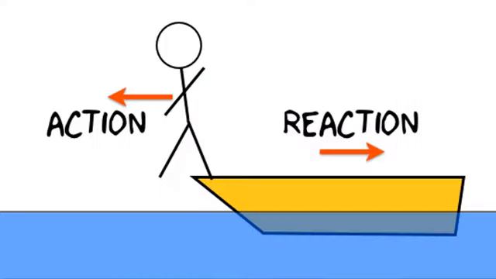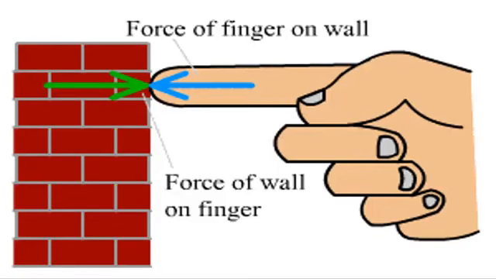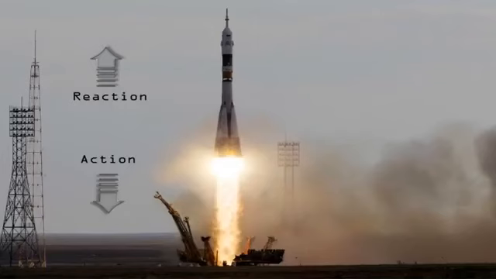Here again you can see different pictures for action and reaction. Even when we push our finger on the wall, the wall also exerts a force on our finger. Maybe we are not able to feel it, but it is there. Here you can again see a rocket picture.